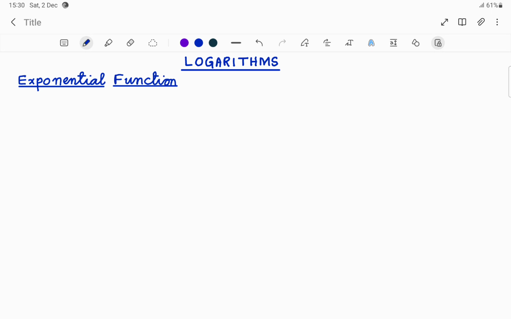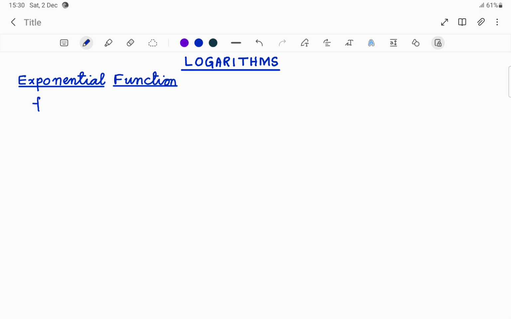In this class, we will discuss logarithmic functions. So first, we start with exponential functions because logarithms are inverse of exponential functions. First, we will understand about exponential functions.